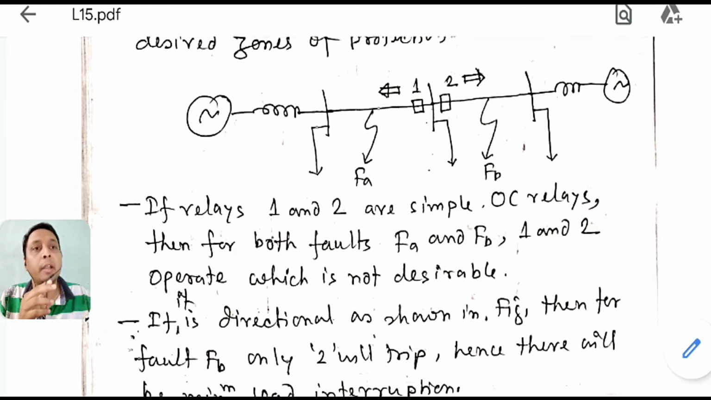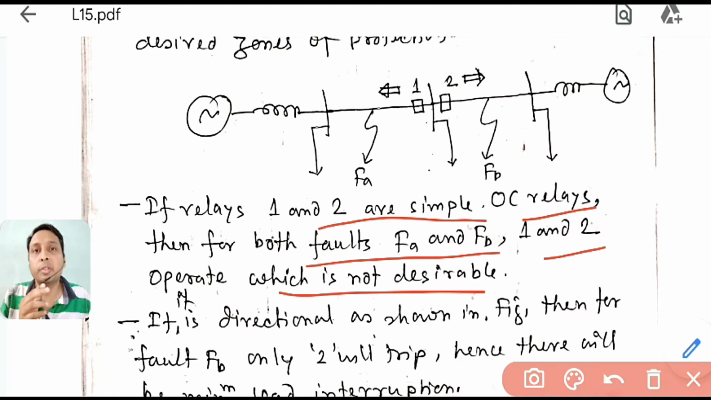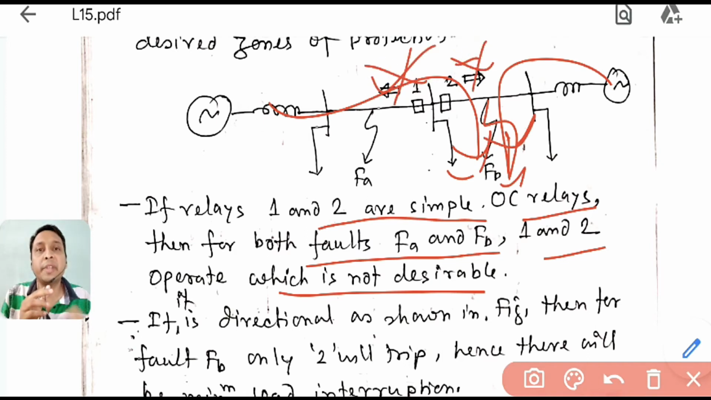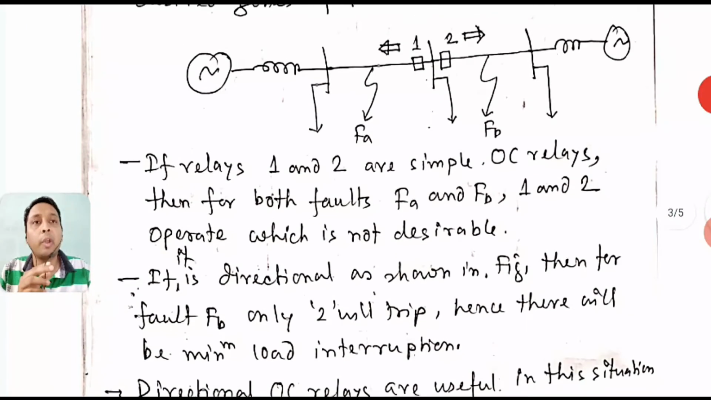So you can see here that the same line they are talking about, 1 and 2, are simple. If they are simple overcurrent relays, then for both faults A and B, 1 and 2 operate, which is not desirable. Either on this side fault or this side fault, both will trip. Because if there is a fault, current will come from this side also, current will come from this side also. So if it is not directional, both will trip, which is not desirable. So if it is directional, then for FB only 2 will trip.